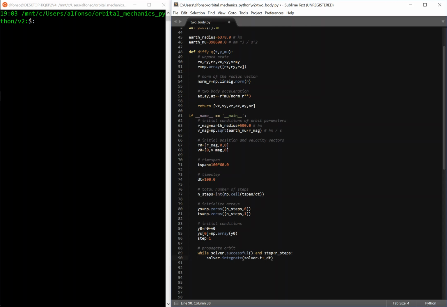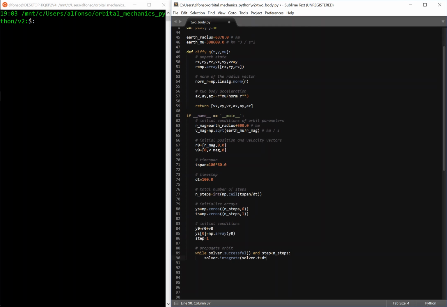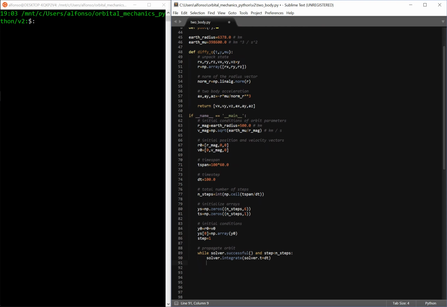Solver.t plus dt. You can see if you can kind of see what's going on before I can explain it. Oh, I pressed delete or insert. There we go. T is step. Solver.t, not time step. Y step equals solver.y. Step plus equals 1. So what's happening here?